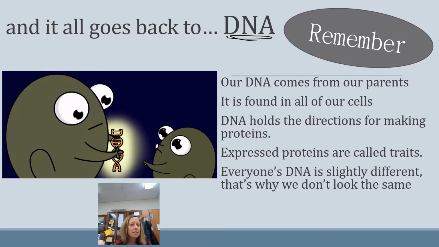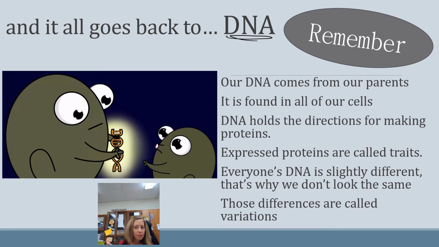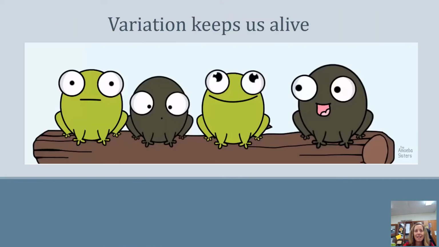Lastly, everyone's DNA is slightly different. That's why we don't look like our brothers and sisters, and you guys don't look like me, right? Fine, I look like my sister, but she's my twin. So our DNA is more similar than everyone else's. And last, those differences are called variations. And that's one of the new words for this week, right? When we talk about variations in a population, we're talking about those differences, which is caused by different DNA. All right, so variations are what are going to keep us alive.